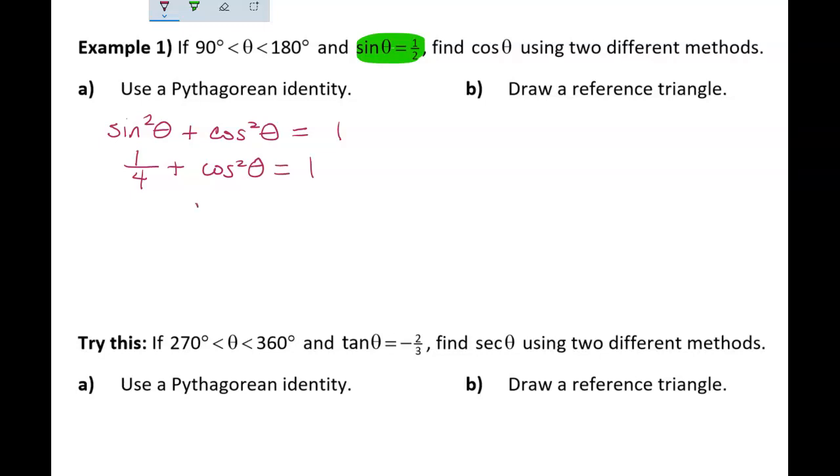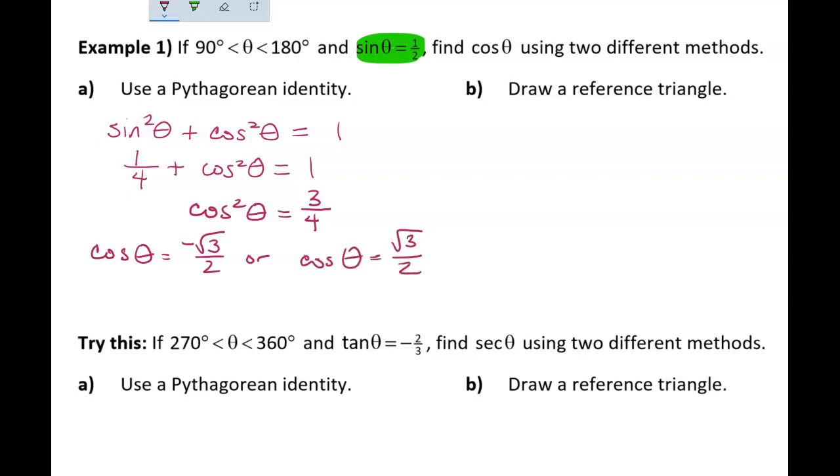And then we can subtract 1/4 from both sides of this equation. We get cosine squared of theta is equal to 3/4. When we're solving an equation by taking a square root, it's important to remember that we have two solutions. We get cosine of theta is equal to the negative square root of 3 over 2, or cosine of theta is equal to the positive square root of 3 over 2.